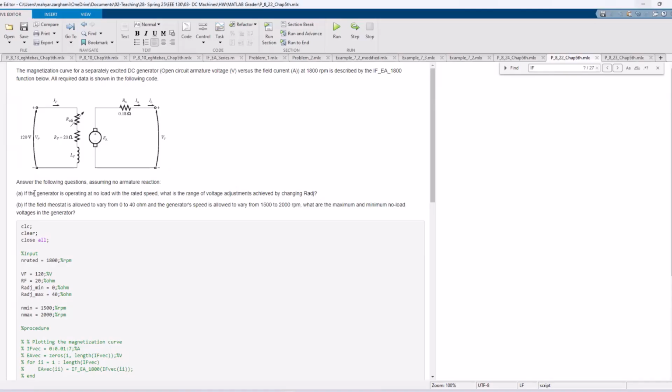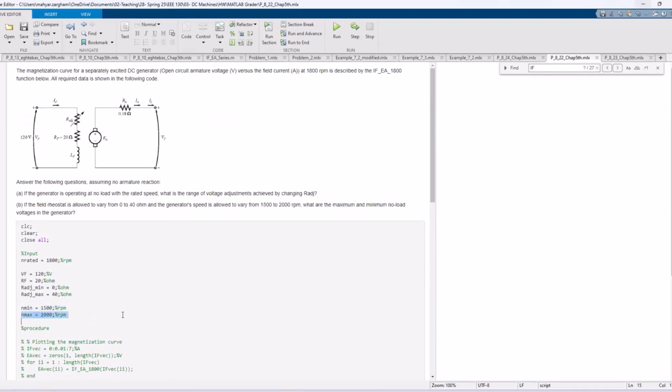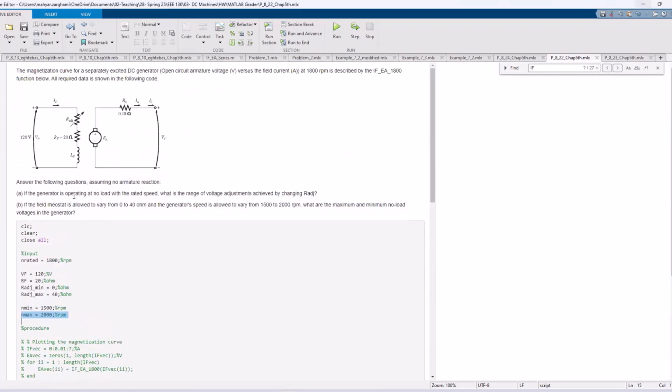All right, let's look at the first part of this problem. These are the inputs to the problem. VF is 120 volts, RF is 20. Our adjustable minimum is 0, our adjustable maximum is 40 ohms. And the minimum speed of the machine is 1500 and maximum is 2000 RPM. First of all, it's asking if the generator is operating at no load with the rated speed, what would be the range of voltage adjustment achieved by changing the R adjustable?